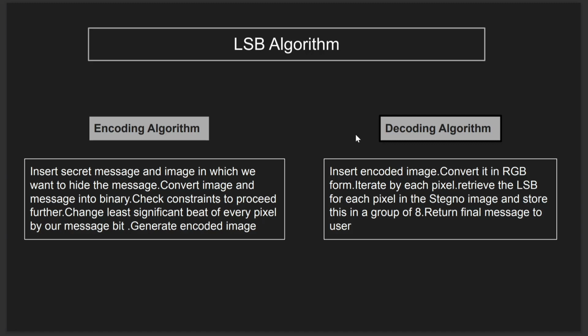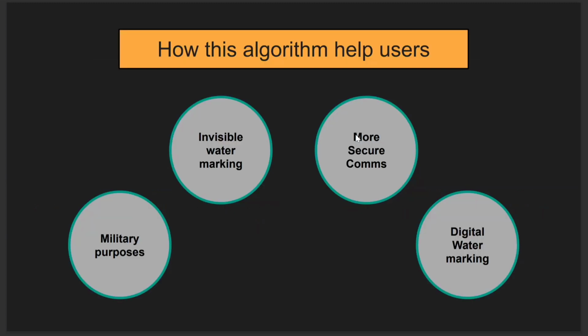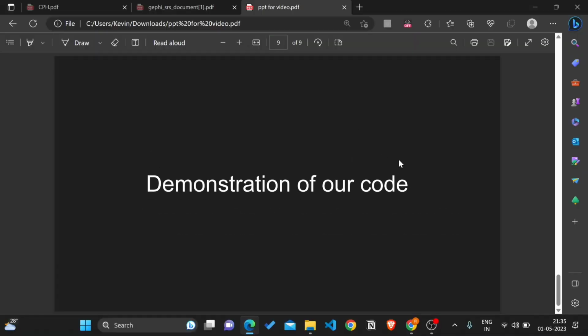And in the decoding part, we take the image with the encoded message. We will iterate through each pixel and store the last 2 bits in groups of 8, and the message will be formed. So here are some uses of the algorithm. This algorithm can be used in military purposes, invisible watermarking, and now my friend Kevin will demonstrate the code. Thank you.